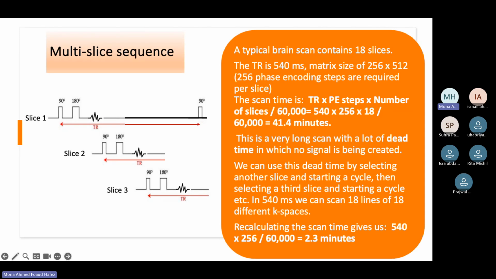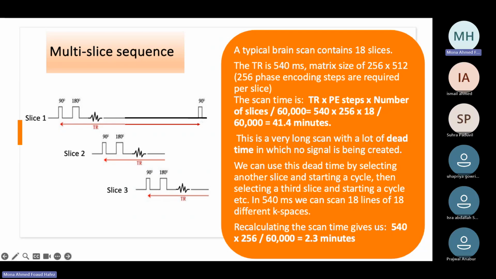If we have a typical brain which contains 18 slices, the TR time is 540 milliseconds, in a matrix size of 256 by 512. As I told you last time, we start with the matrix and choose the shortest dimension as the dimension for phase encoding steps. So in the matrix, we apply the 256 in the phase encoding direction. However, the frequency will read the 512.